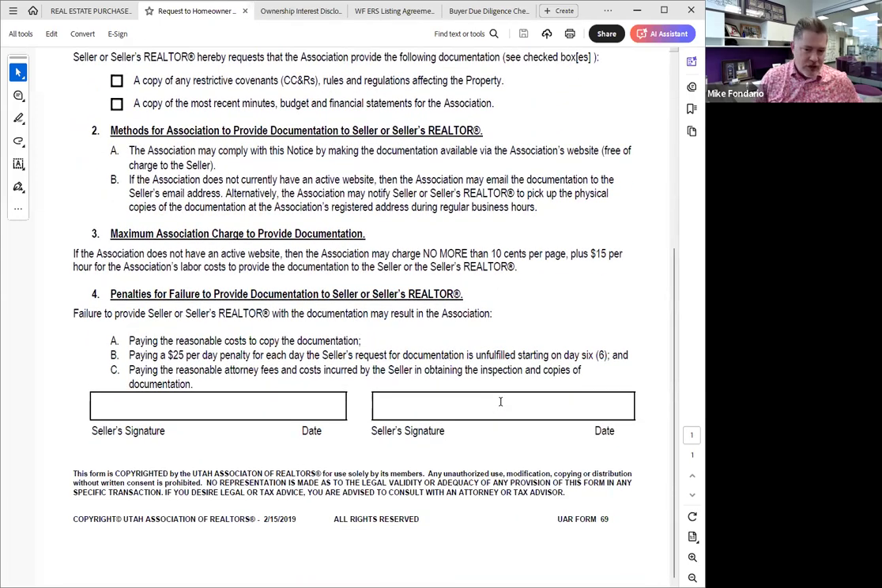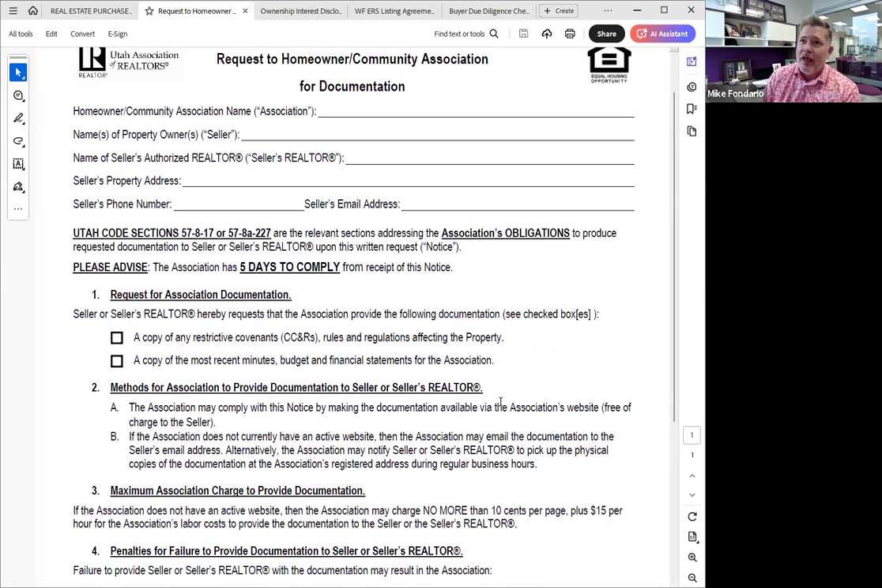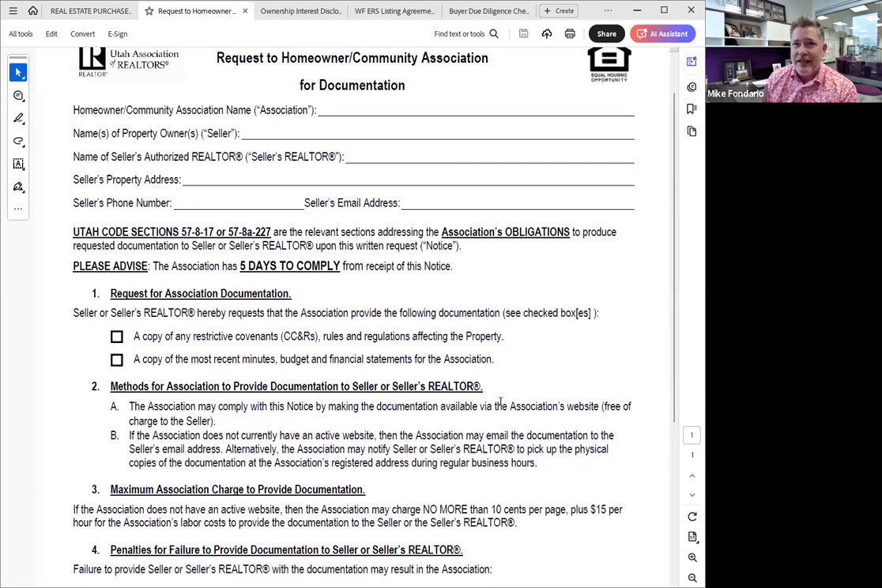This is a pre-formatted letter for your seller to request documentation from their own homeowners association. It says the association has 5 days to comply from the receipt of this notice, and then it requests all the appropriate documents. Yeah, this can be a problem. These are things we should attempt to gather for ourselves before we put the property on the market. Not always possible, but this should be one of your goals.